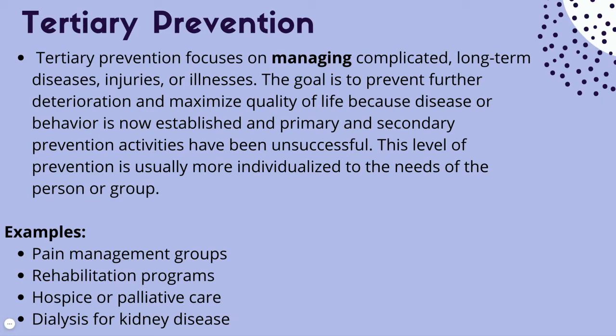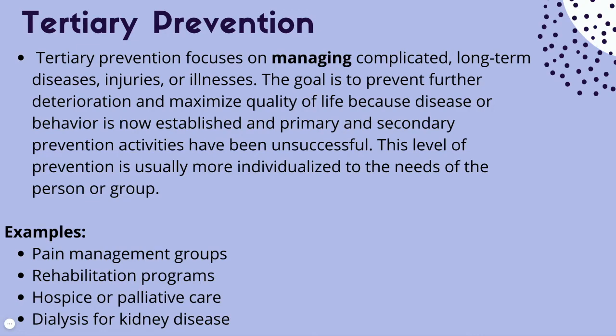Here, the goal of tertiary prevention is you don't want deterioration to progress. So we're trying to stop deterioration, and you want to maximize quality of life because we know, right, the disease is here. Our other models of prevention, primary and secondary, did not work. So here, we want to preserve quality of life and comfort.